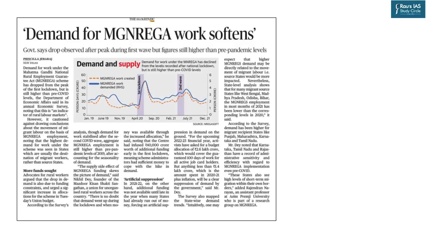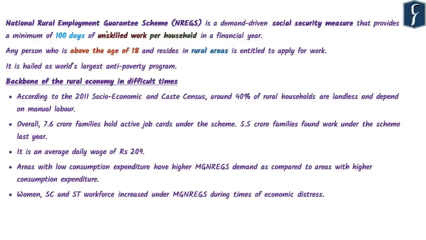Since the Economic Survey has done a detailed analysis on the demand of MGNREGA, it becomes important for you to prepare this topic thoroughly for the next mains exam. National Rural Employment Guarantee Scheme is a demand-driven social security measure that provides a minimum of 100 days of unskilled work per household in a financial year. This information is important for the prelims examination.